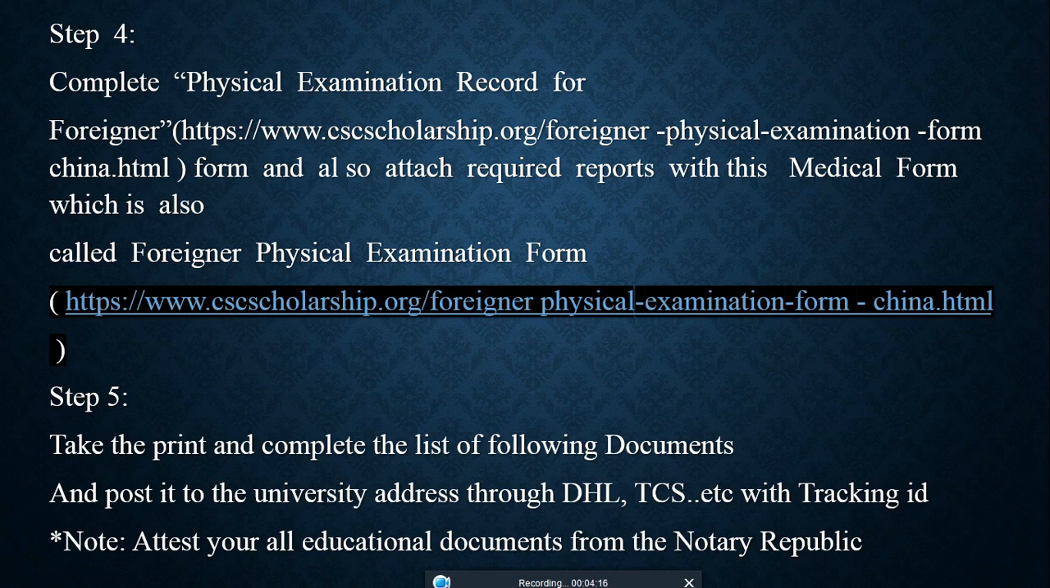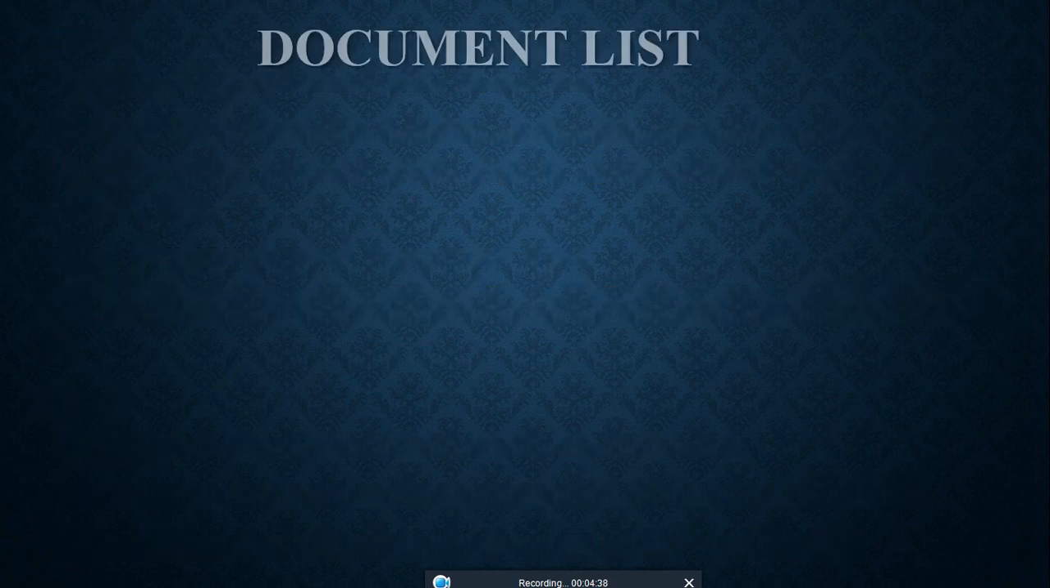Step 5. Take the print and complete the list of the following documents. Note that you must post it to the university address through DHL, TCS, etc. with a tracking ID. The most important point for this: attest all your education documents from a notary public, meaning notarization or attestation from IBCC or HEC.